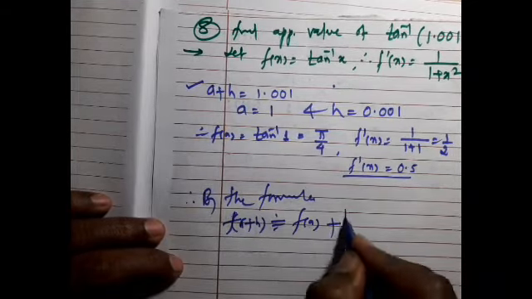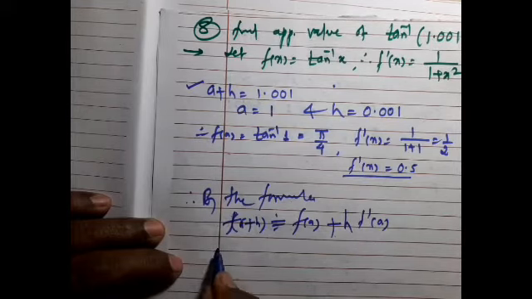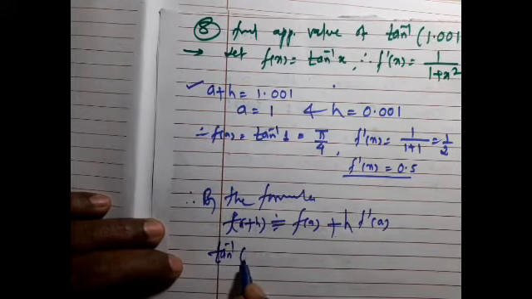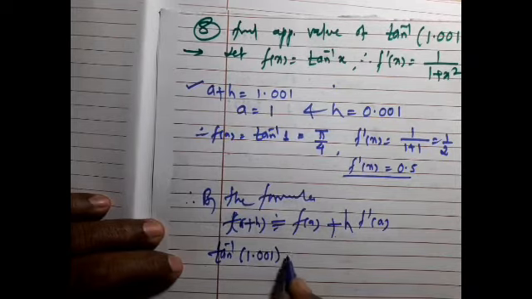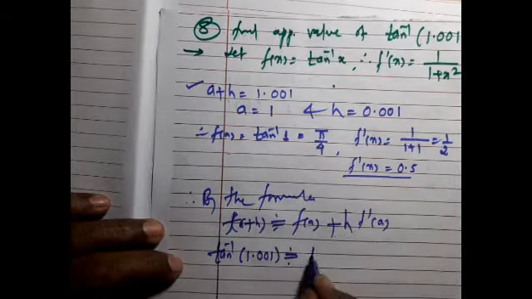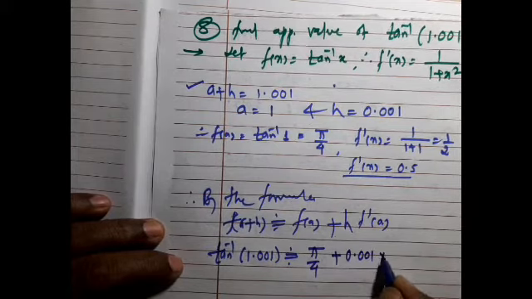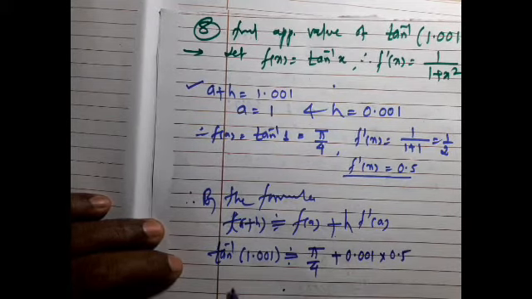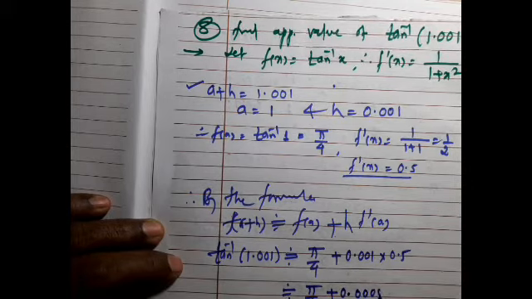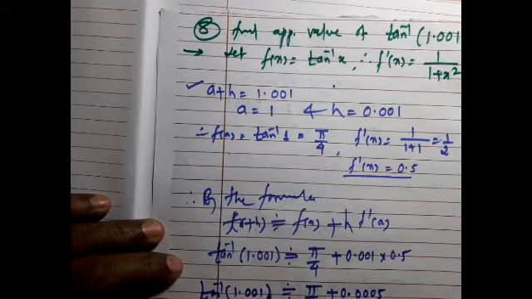Therefore, by the formula of approximation, you know the formula, f of a plus h is approximately equal to f of a plus h f dash a, that is tan inverse 1.001 is equal to f of a, that is pi by 4, plus h, 0.001 into 0.5. So this is nothing but pi by 4 plus 0.0005. This is tan inverse 1.001.